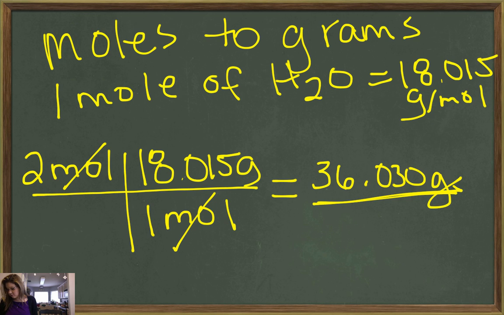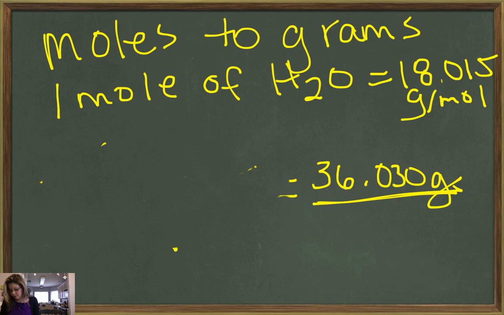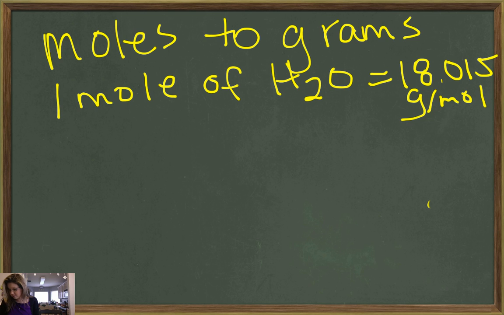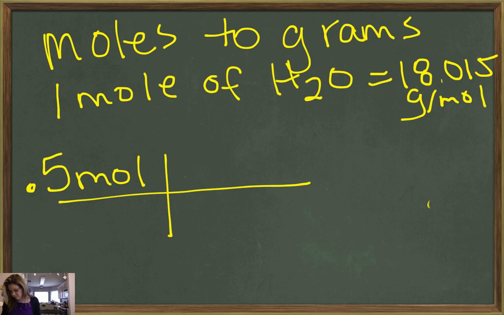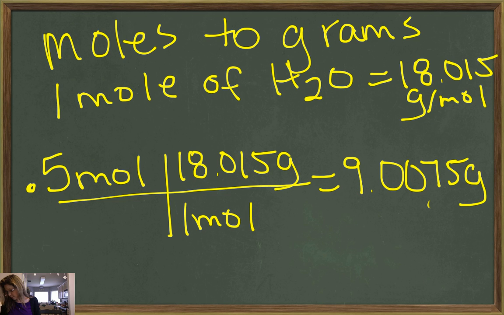Now you can also do this. Let's say we had a smaller amount. If I had half a mole, then I'm going to have half the mass, so you think it's going to be around 9. So 0.5 moles, same thing, set up your train tracks, 18.015 grams per 1 mole, would equal 9.0075 grams.